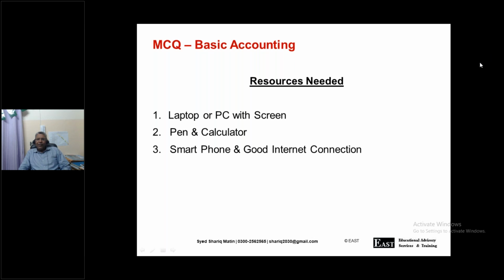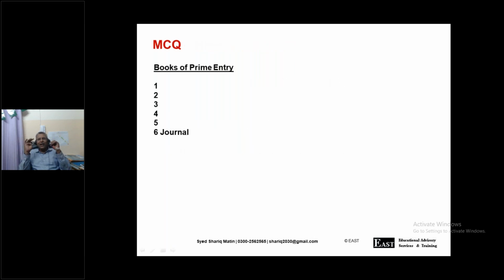Okay, we'll talk about the books of prime entry. Anik, especially for you, Anushe, books of prime entry. There are 6 books of prime entry, right? Number one is Revenue Day book. What does it record, Anik, Anushe? It records goods sold on credit, right? Goods sold to credit customers. Then Purchase Day book, goods purchased from credit suppliers, credit purchases. Then Revenue Returns book, then Purchase Returns book.